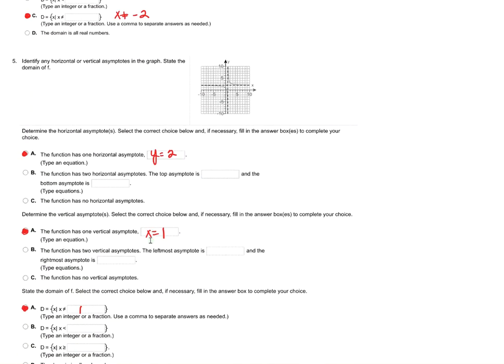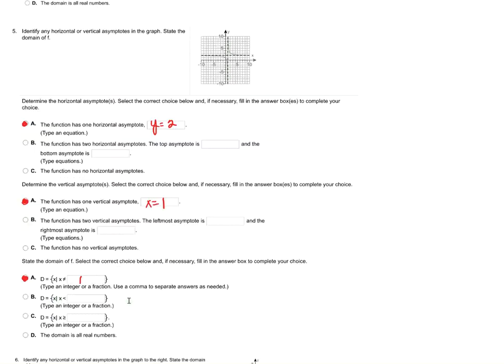Number 5, we're going to identify some things in this graph. Identify any horizontal or vertical asymptotes and state the domain. So when we're looking up here, that horizontal asymptote is at y equals 2, and you write it as an equation, so don't just put the number 2, put y equals 2. It has a vertical asymptote, that's at x equals 1. The domain has to do with that vertical asymptote. So it's x such that x not equal to 1.